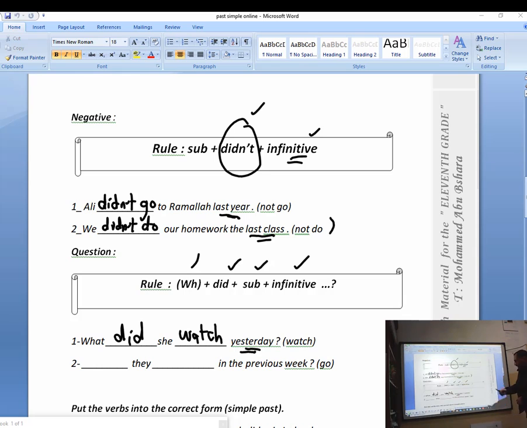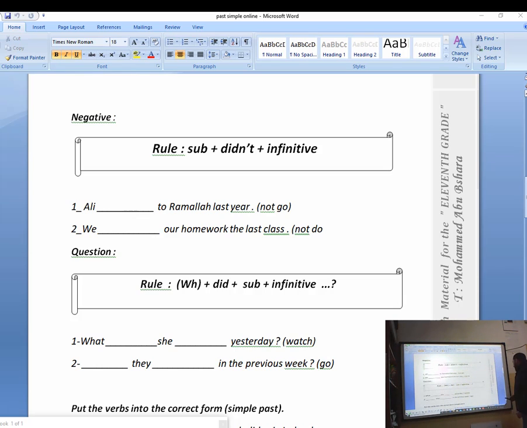Number two, they went in the previous week. I should use did, as I told you before. Did they, but I should use a capital letter here because it is at the beginning of the sentence. Did they go in the previous week? Now, gentlemen, we finished the past simple in active.